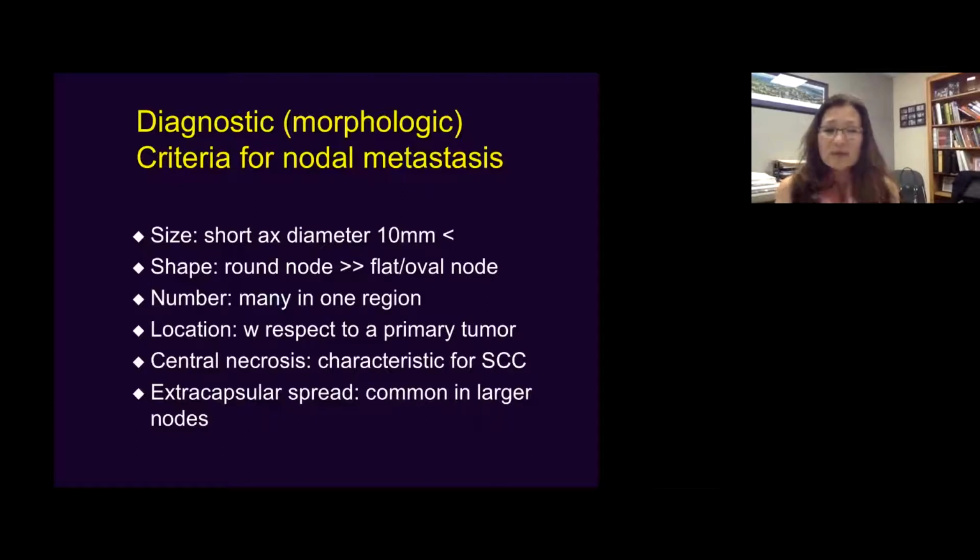metastasis than otherwise. Central necrosis, characteristic for squamous cell carcinoma, is an area of less enhancing or hypodense area. That makes you suspicious for nodal metastasis if you're dealing with a patient with squamous cell carcinoma, despite the size of the lymph node. Extracapsular spread is the cancer spreading outside of the lymph node capsule. This is very common in large lymph nodes, not typically seen in a small lymph node, but when you see it, it's an important finding to let your provider know because it changes the management.